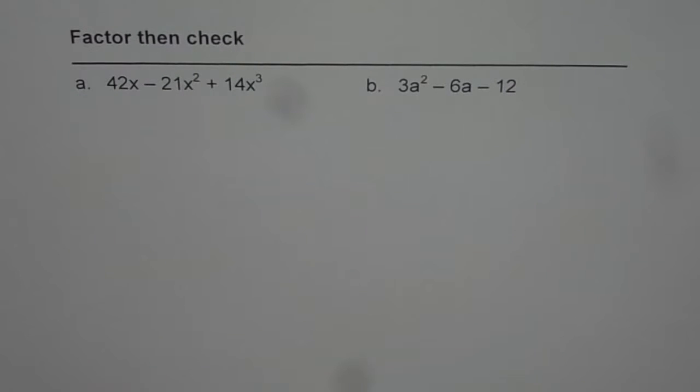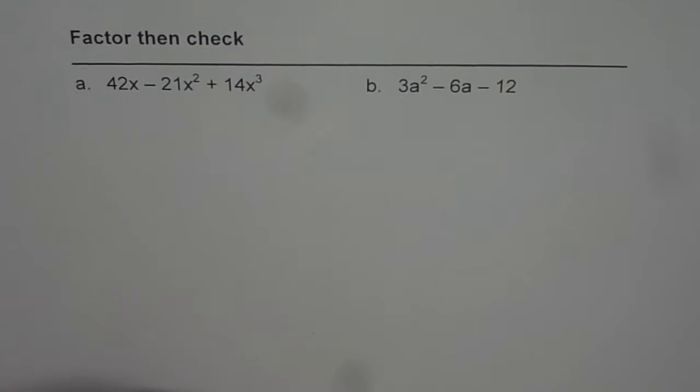Factor, then check. So we have two questions here for you to practice. Part A is 42x minus 21x squared plus 14x cubed, and part B is 3a squared minus 6a minus 12. You can pause the video, factor, check your answer, and then you can see my video for suggestions.